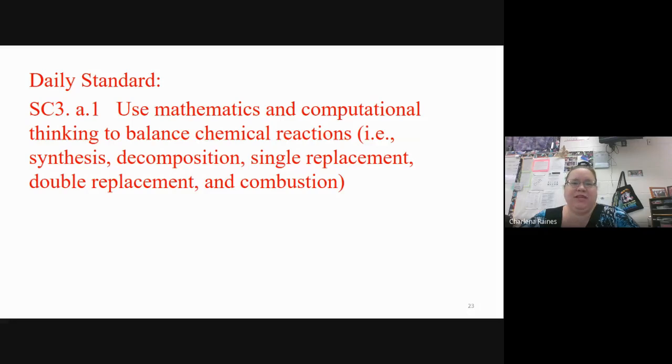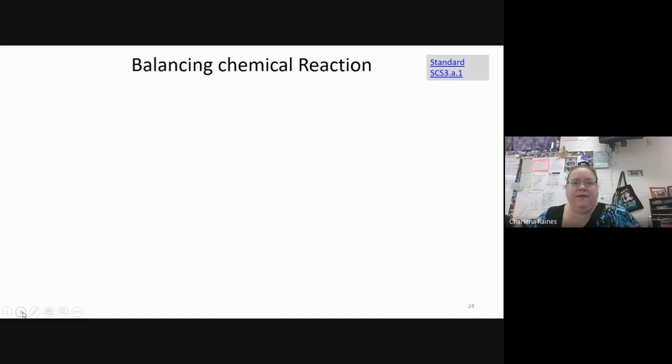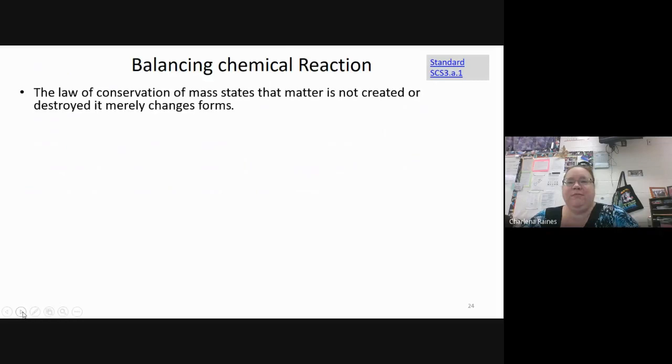In chemistry, we actually have 6 different types of reactions that we will play with and learn how to work with. That's synthesis, decomposition, single replacement, double replacement, neutralization, and combustion. But today we're just looking at balancing reactions. And balancing reactions center around the law of conservation of matter.